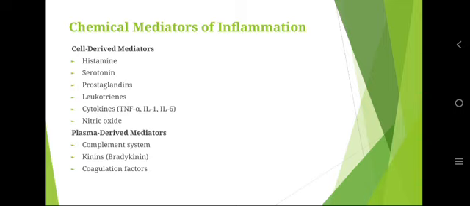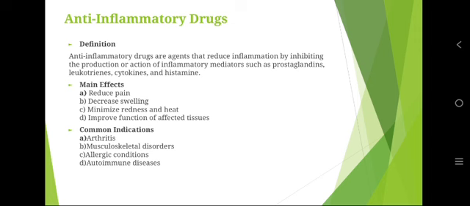An example of a cytokine is TNF alpha, etc. And then plasma derived mediators. Complement system: this complement system destroys the microorganisms. And then bradykinin. This bradykinin causes pain, vasodilation, etc. And finally, coagulation factors. These coagulation factors help in clot formation. This clot formation leads to inflammation.